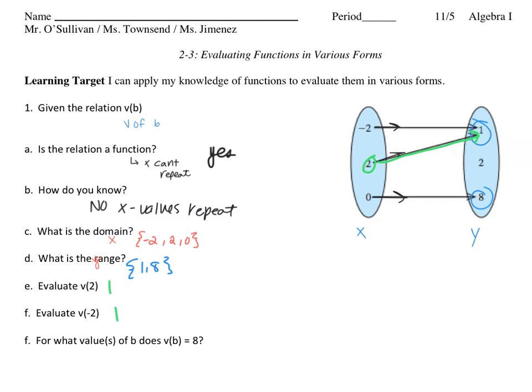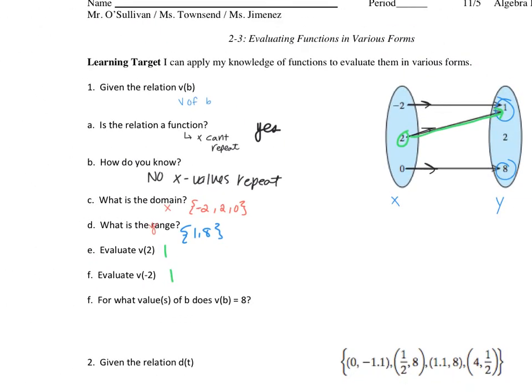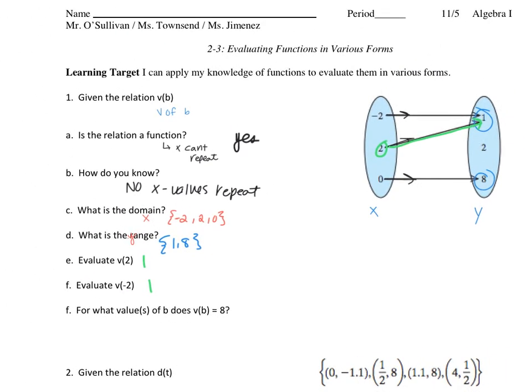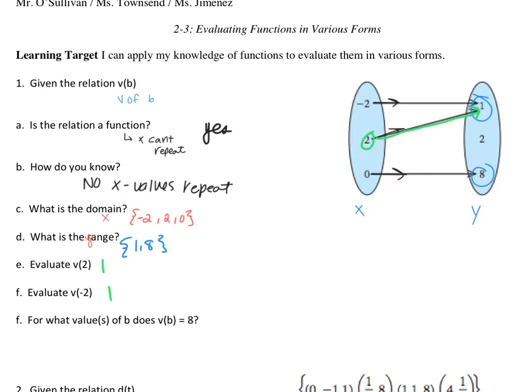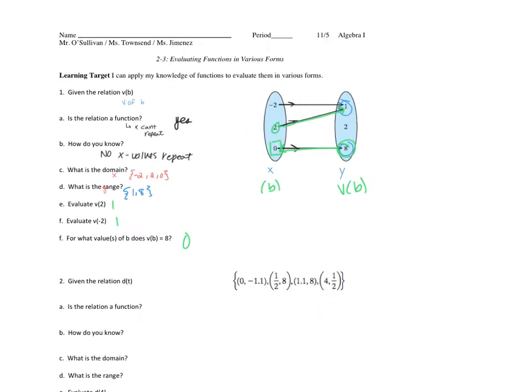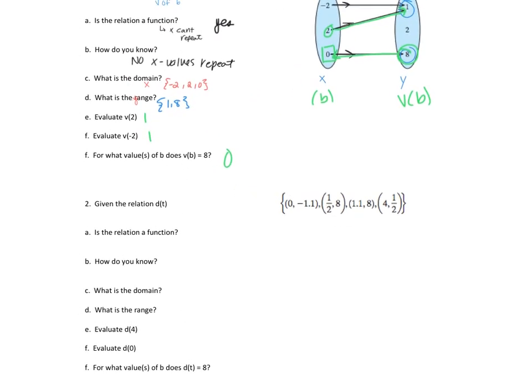Now for our next question, it says for what values of b does v of b equal 8? These are really our b values, and this is v of b, or our y values. So if I look, I have my 8 here, and what I want to do is go backwards. I go backwards, and I hit my 0. That's your final answer. Those are my favorite ones. Those are relations, and they're mappings.